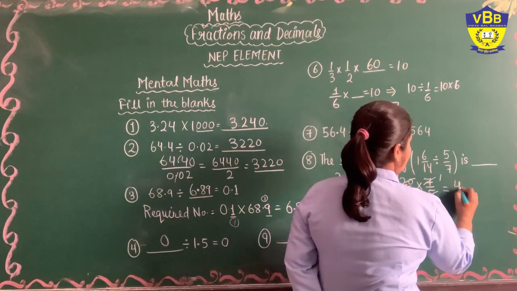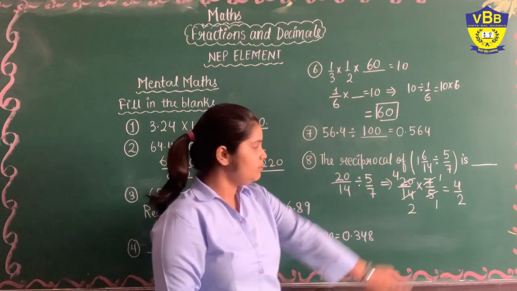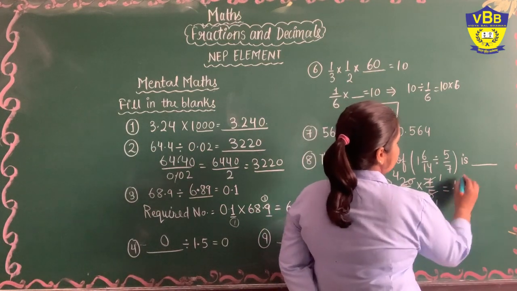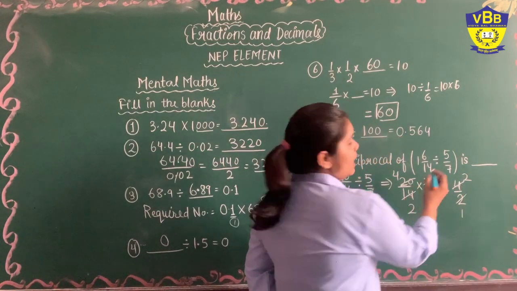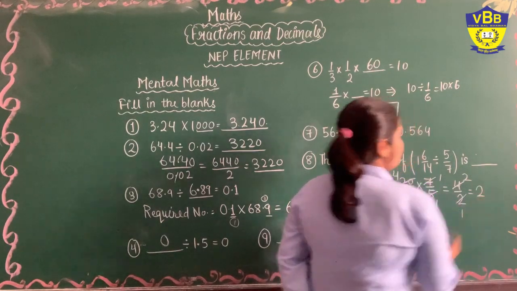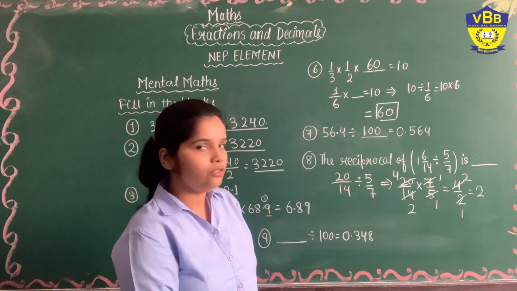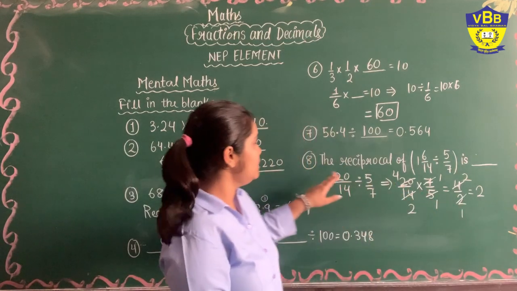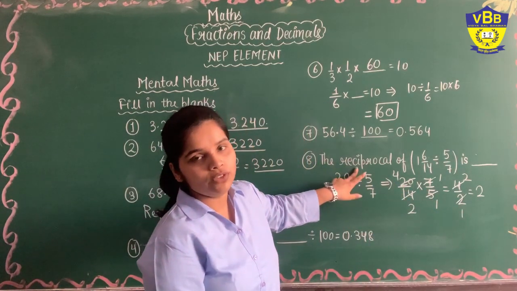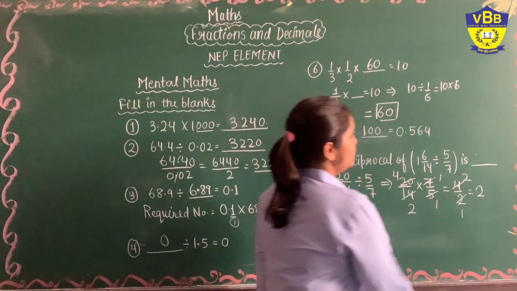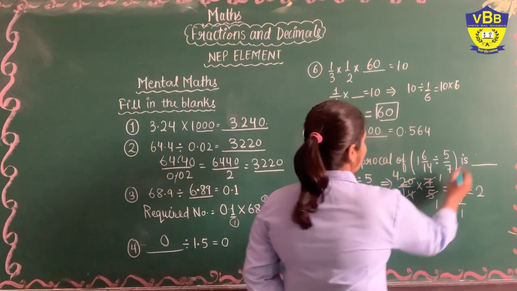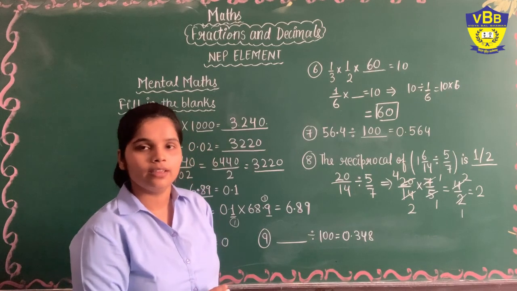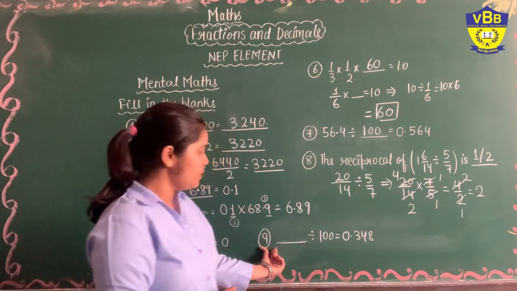So now it is 4 upon 2. Will it be simplified more? Yes, it will be simplified more. 2 ones are 2 and 2 twos are 4. The answer is 2. Now, is this the final answer? No. We have simplified these numbers. The answer is 2, and now it is asking for the reciprocal of it. So the reciprocal of 2 will be 1 upon 2. Write the answer here, 1 upon 2.